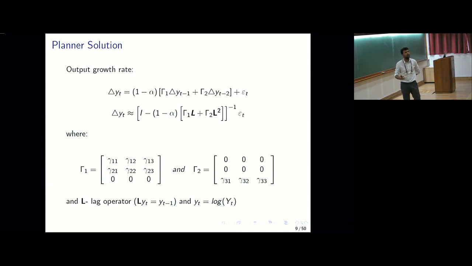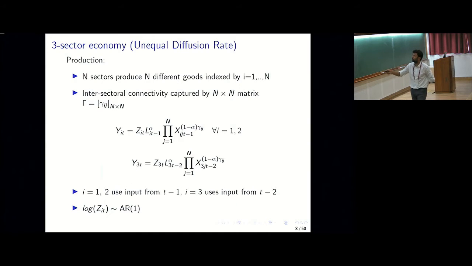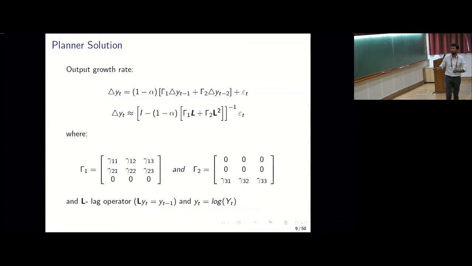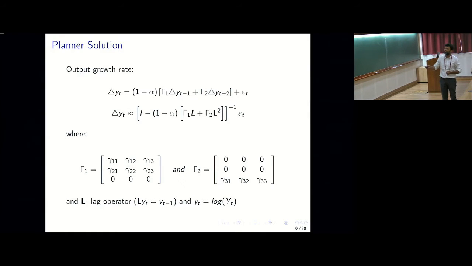And what are these gamma 1 and gamma 2? These are just the coefficients gamma ij that you saw before. So if you remember over here, there is this intensity through which sector I buys from sector J, and this captures the network structure, the interconnection between these various sectors. So this is what you have. So introducing diffusion creates some kind of a gap between how these sectors react to a single given shock in a given sector.